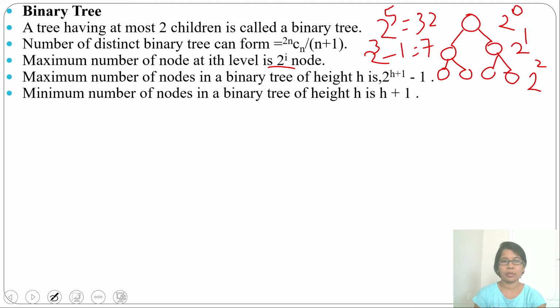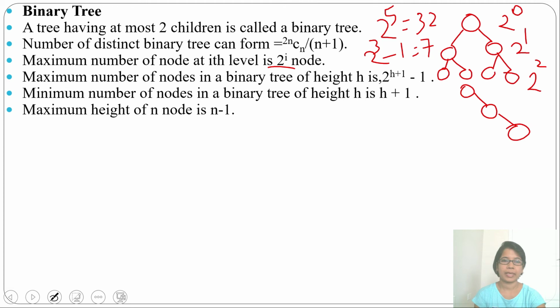Next is the minimum number of nodes in a binary tree of height h, which is h plus 1. It's just like a skew tree like this. The height is 2 and the number of nodes is 3. So the minimum number of nodes in a binary tree is height plus 1, and the maximum number of nodes is 2 power h plus 1 minus 1.